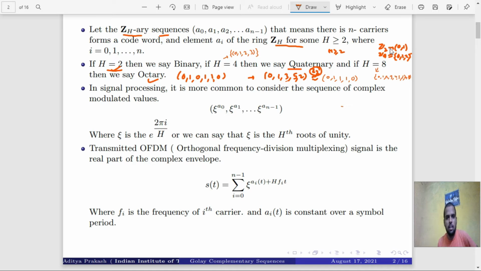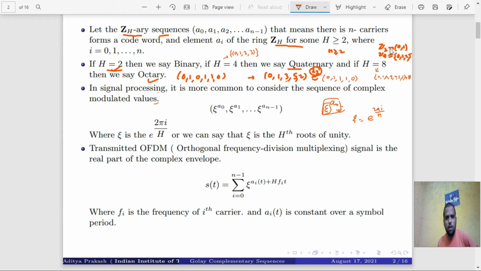In signal processing, it is more common to consider the sequence as a complex modulus. That means j to the power a0 is in complex form, where j is the hth root of unity. That means j is equal to e to the power 2 pi i by h. If h is equal to 2 it is called binary, if h is equal to 4 it is quaternary, and if h is equal to 8 it is octary. It depends upon what we take.